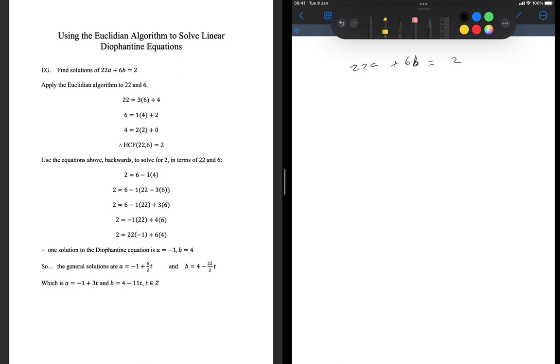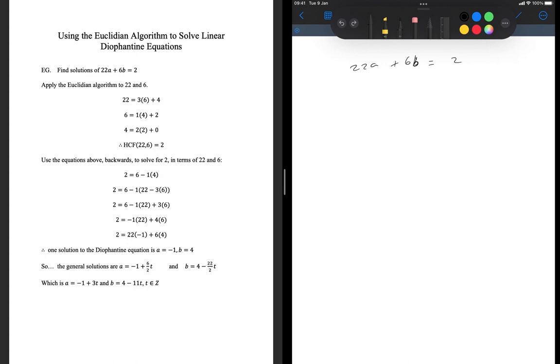Firstly, we're going to apply the Euclidean algorithm to this. What we're doing by doing that is finding the highest common factor of the two values that are here, which is the first step of solving Diophantine equations. You might not need the Euclidean algorithm to do that, but it is handy to use it because you need it for the next step. So even if you can see that the highest common factor of 22 and 6 is 2, still use the Euclidean algorithm, because then you're going to use those equations to solve for the Diophantine equation.